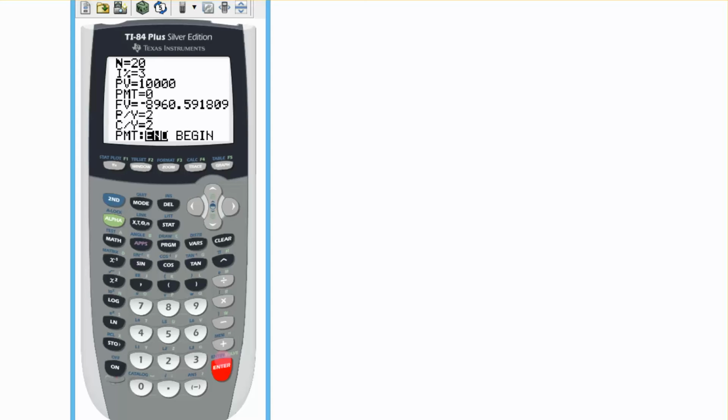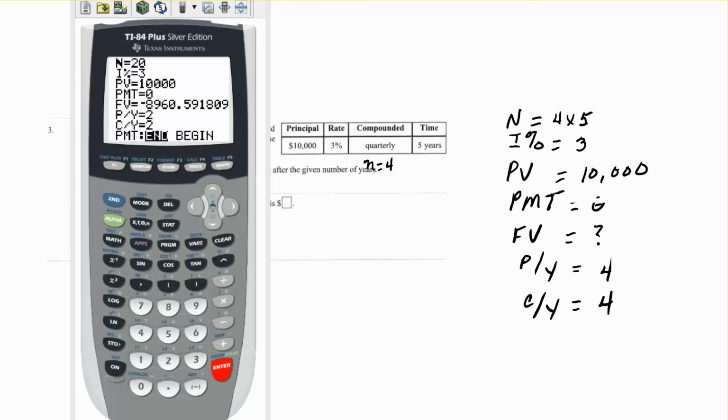Whoops. Where did it go? Hold on just 1 second. Okay, I'm sorry, I'm not sure. Some of my stuff disappeared. All right, so 10,000, the payment was 0. I skipped that. Periods per year is 4. And that one is 4 also.